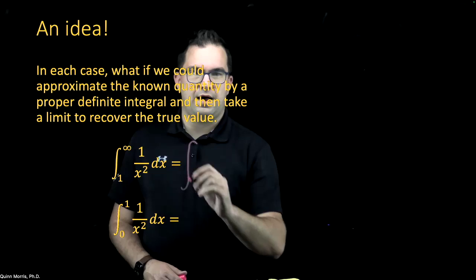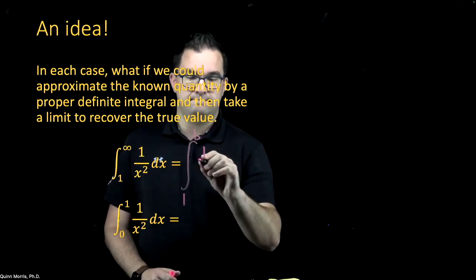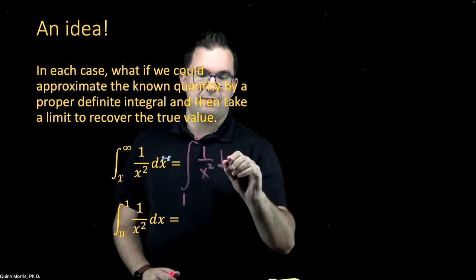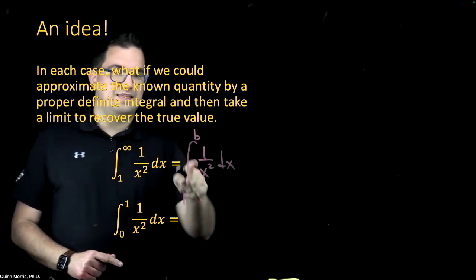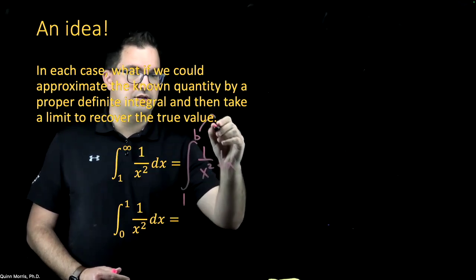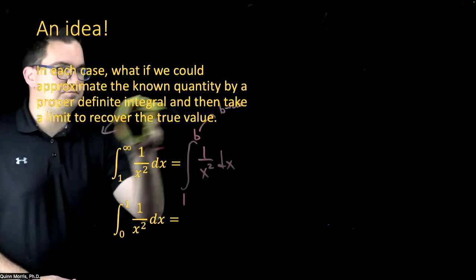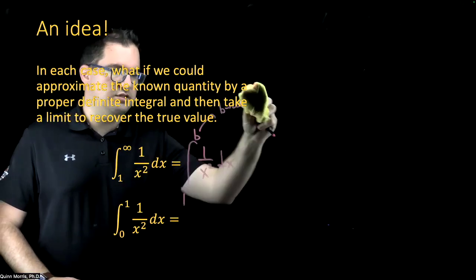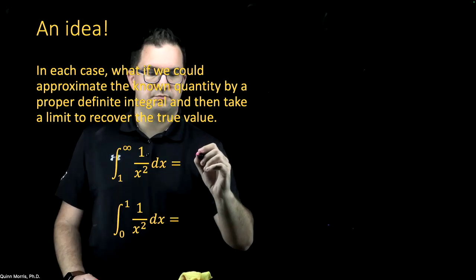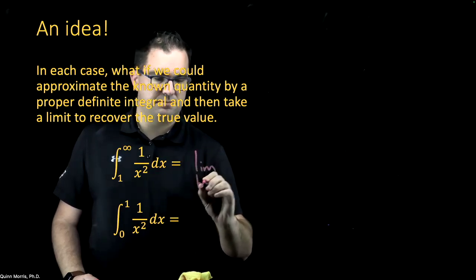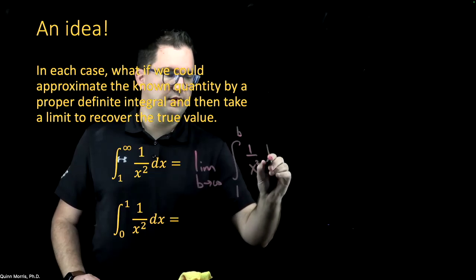So what if I thought of this not as the integral from 1 to infinity, but as the integral from 1 to b of 1 over x squared dx, where I'm imagining now that b is some finite positive number. Now, if I let b get large, if b goes to infinity, then maybe I would recover something like my original integral here. So what if I express this as the limit as b goes to infinity of the integral from 1 to b of 1 over x squared dx?